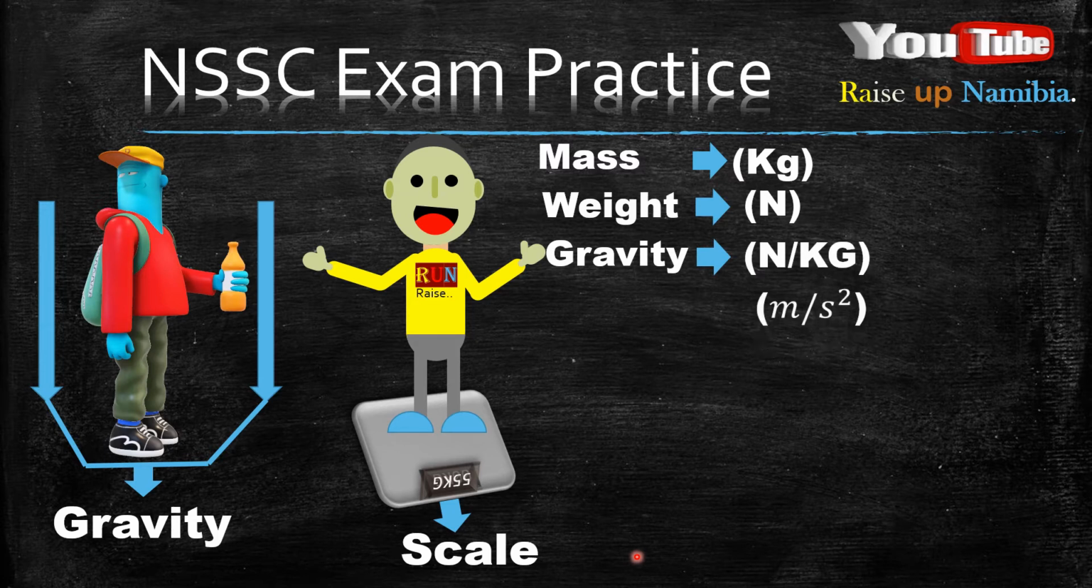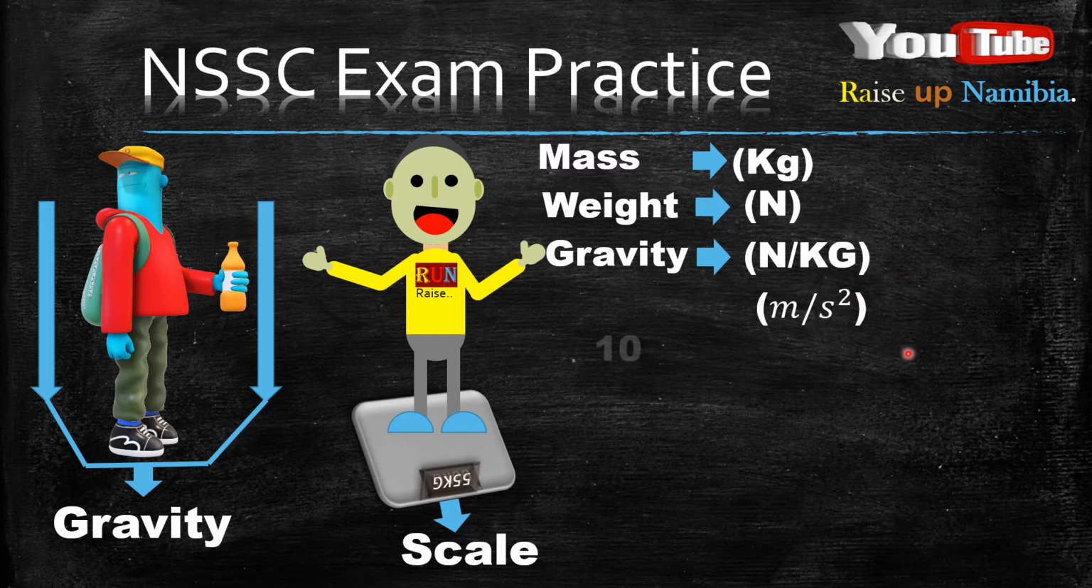Now, it is also measured in meters per second squared, but meters per second squared is mainly used when we talk about the acceleration of free fall. Okay? So I'll advise you to use newtons per kilogram when you are dealing with questions that involve mass, weight, and gravity. Okay? Do not get confused between the two units because they are basically the same thing.